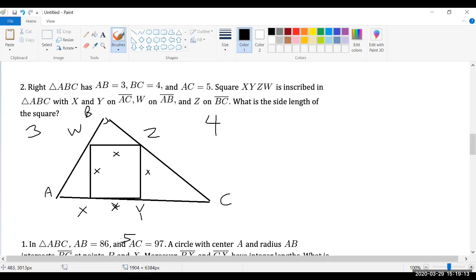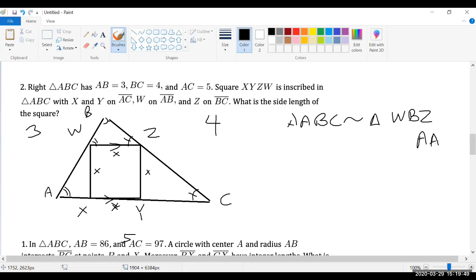Now, we also know that this line WZ is parallel to XY. So what does that mean? That means that this angle is congruent to this angle, and this angle is congruent to that angle. So we know that triangle ABC is similar to triangle WBZ because of angle-angle similarity, right?